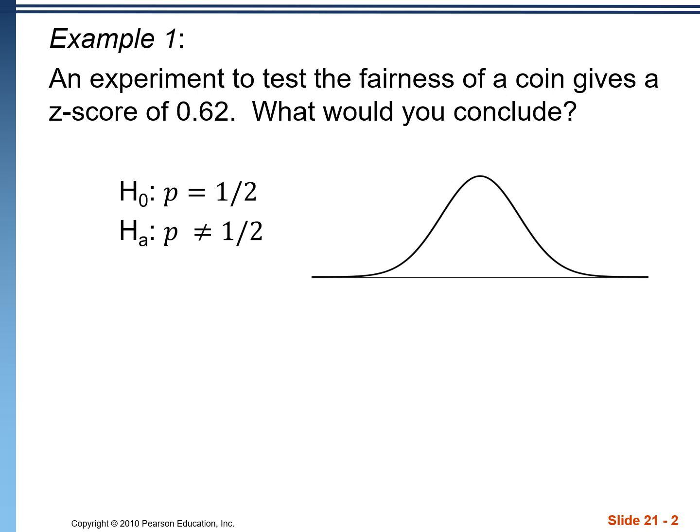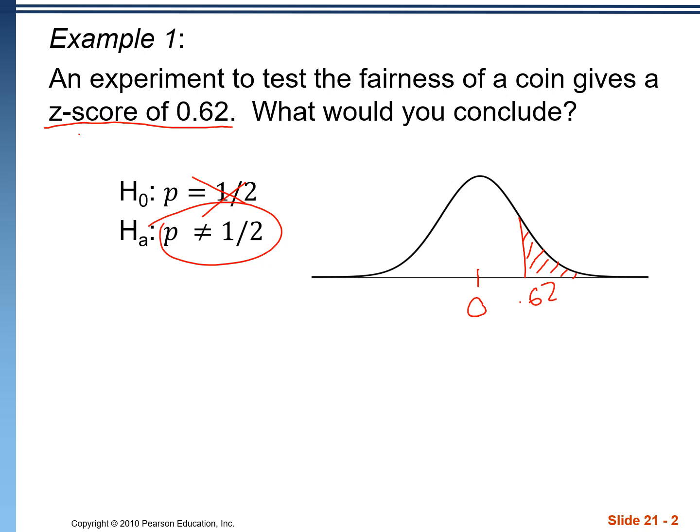So in our normal curve, if we put the proportions on the normal curve, 50% would be right in the middle. It's giving us the z-score of 0.62, and when we're talking about z-scores, 0 is always in the middle. So 0.62 is our z-score. Is that extreme enough for us to say this coin is not fair? We think that it's unfair and producing results at something other than 50%.